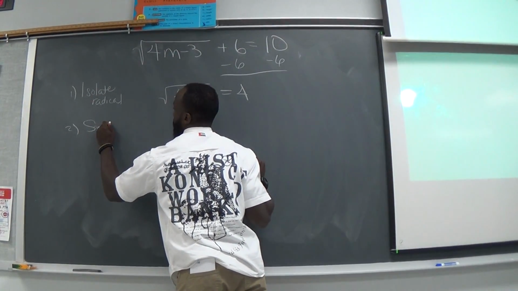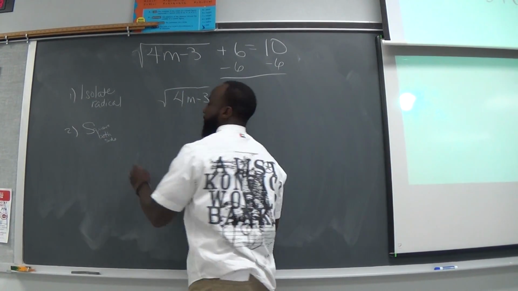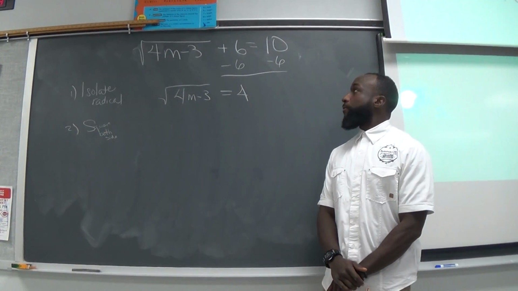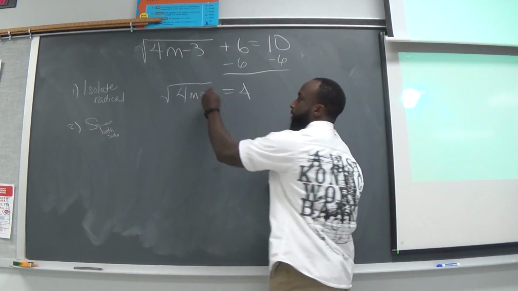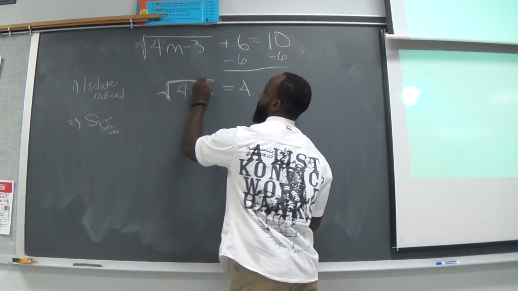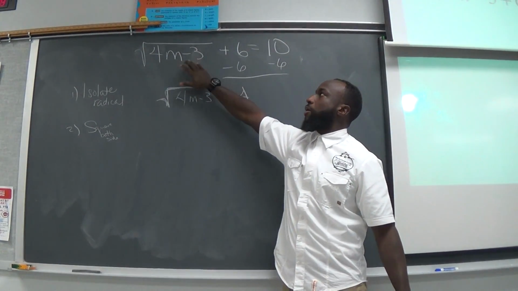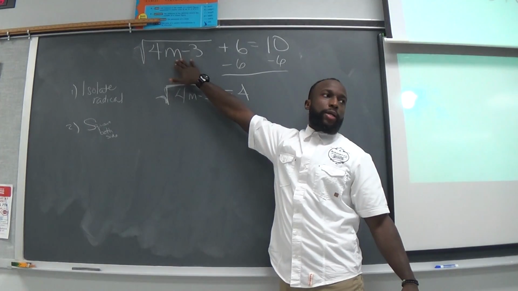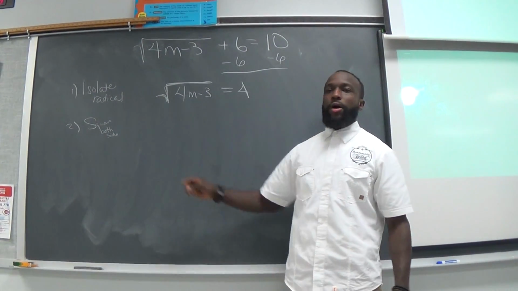Yes, Julius, what is your question? I know, since it was over there, you can't do minus 3 plus 6. Why can't you minus 3? Because it's underneath this radical, it has to be dealt with. This is all one number. Look at this as one term. This is the second term, right? So we square both sides.